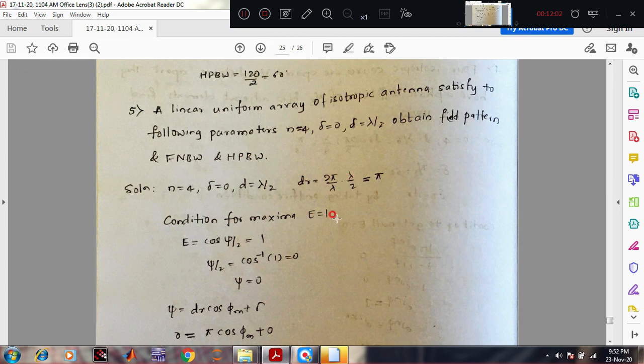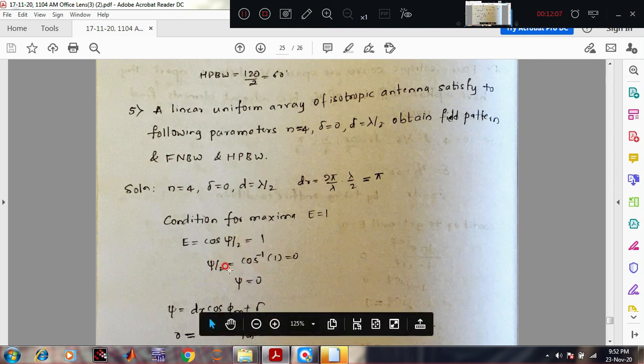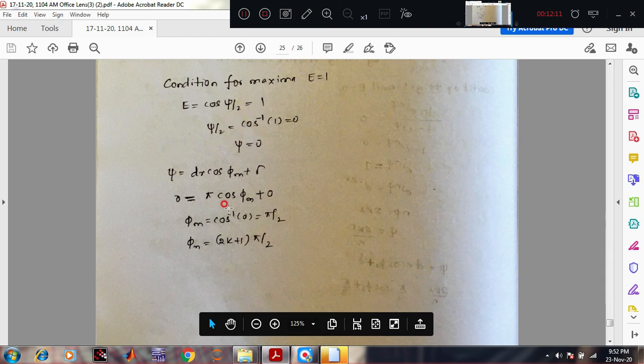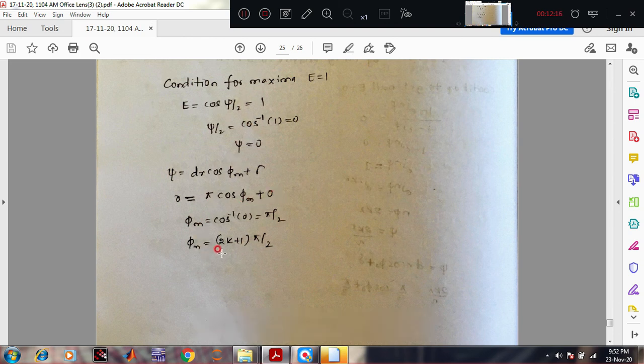Condition for maxima is equal to what? E is equal to 1, cos psi by 2 is equal to 1. So psi by 2 equal to cos inverse of 1, which is equal to 0. Therefore psi is what? 0. If psi is 0, so pi cos phi m plus 0, so phi m will be what? 2k plus 1 pi by 2.